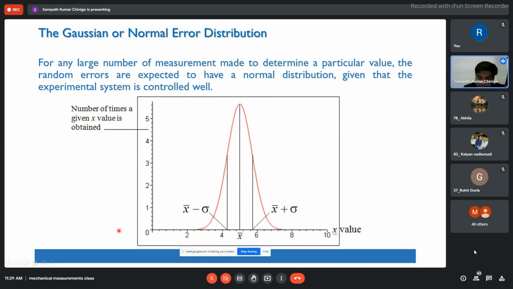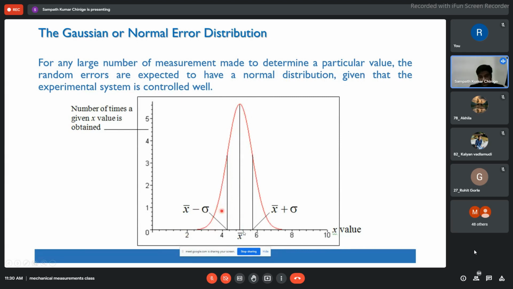So you will have an X bar value, that means you have a mean value. And on either side, you have the standard deviation: X bar plus sigma, X bar minus sigma. This is the deviation that I'm talking about. This is the uncertainty that I'm talking about. This is the range of the error.